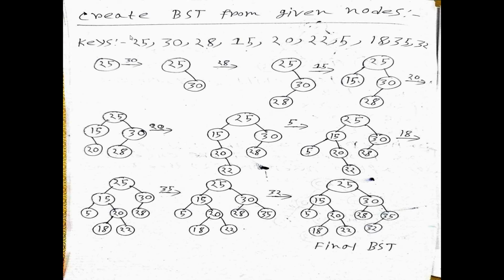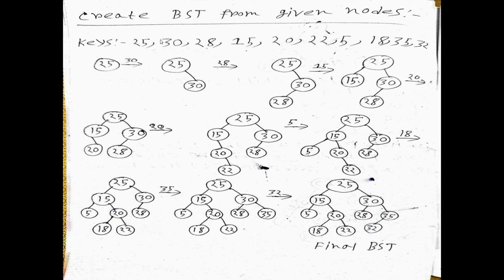Okay. Now, first of all, what is the rule? The first element, that means the first key, becomes the root of the BST. So what is the first element? That is 25. 25 becomes the root of the BST. Now take the elements one by one and compare with the root element.